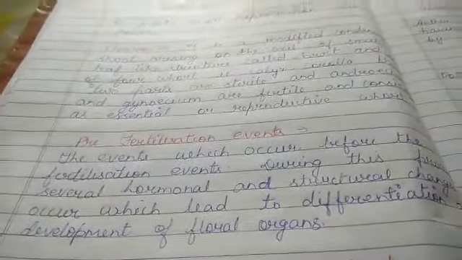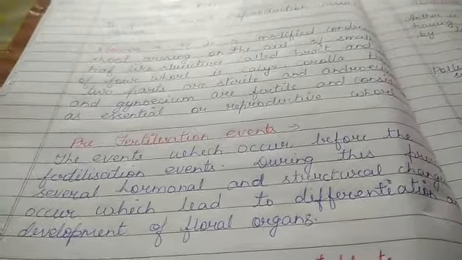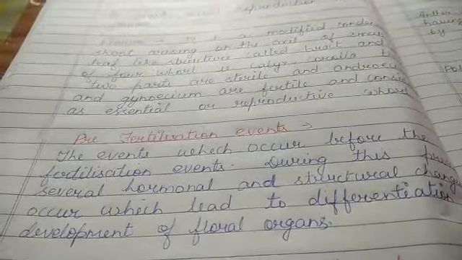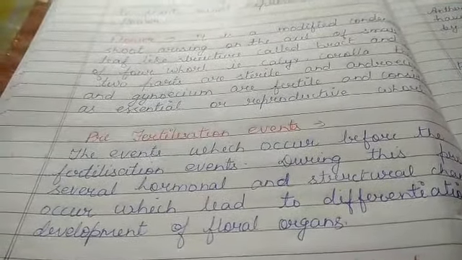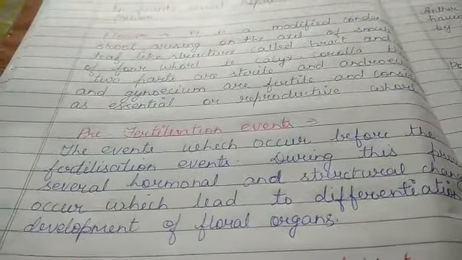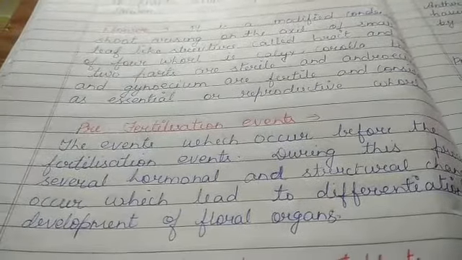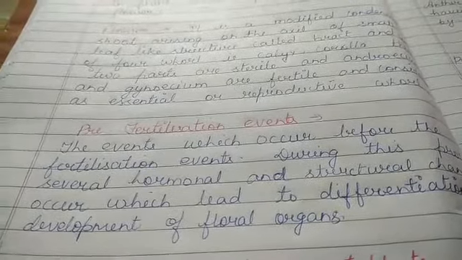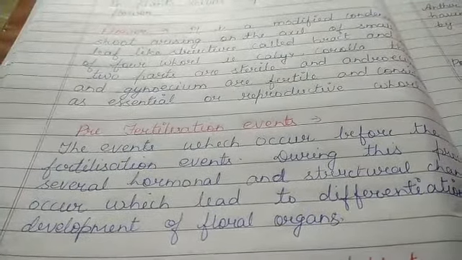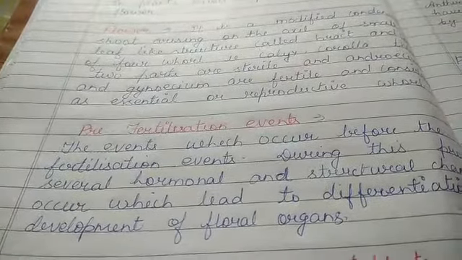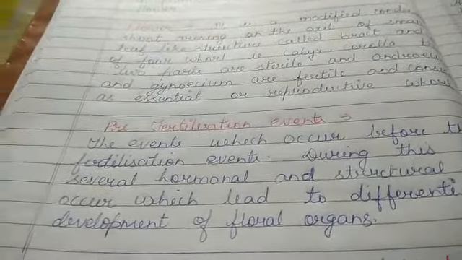Now, pre-fertilization events. The events which occur before fertilization, we already studied in the first chapter. In this process, many hormonal and structural changes occur, which lead to the differentiation and development of floral organs. Because if a pre-fertilization event takes place, then only the floral organs develop fully to carry out the process of sexual reproduction.